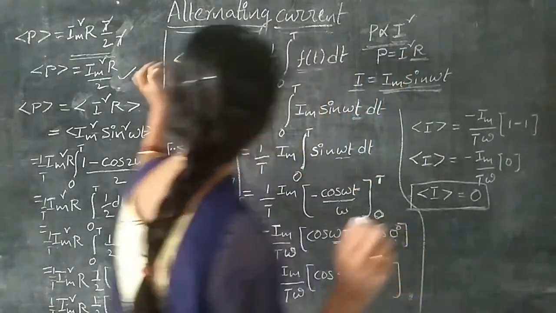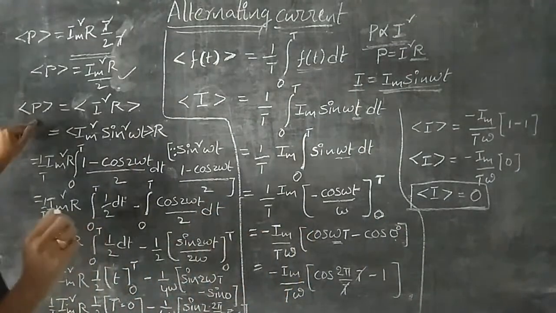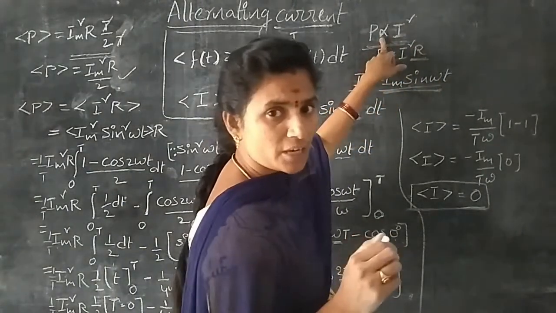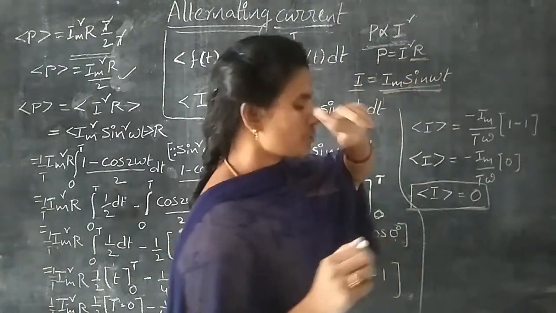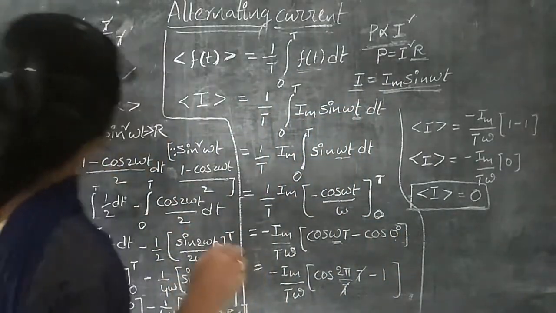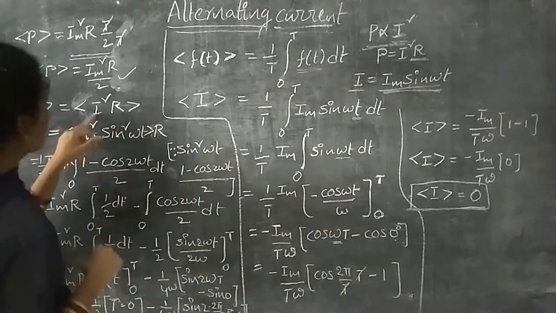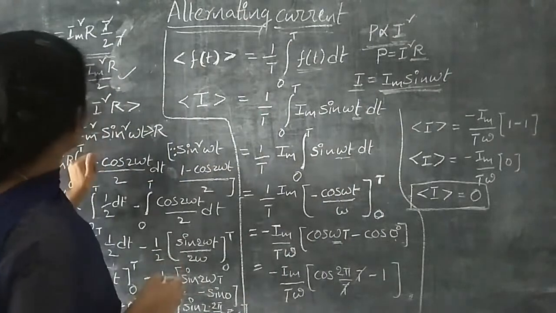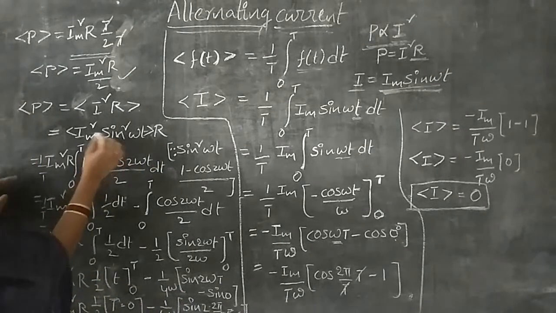Let us see. So what is the average power? Average power P is equal to I square R. Whenever we remove proportionality, we must add a proportionality constant, that is nothing but R, resistance. So P is equal to I square R. So the average value of power is equal to I square R. So what is I square? We know that in place of I we write Im sin omega t. So Im square sin square omega t R. So we have to integrate.